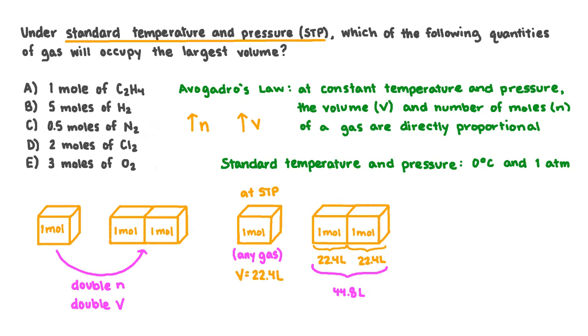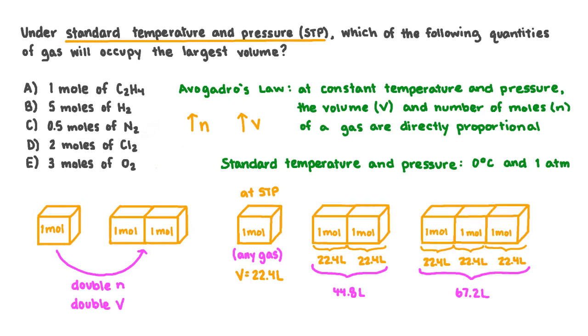Thus, 2 moles of any gas at STP will have a volume of 44.8 liters. And 3 moles of any gas at STP will have a volume of 67.2 liters. The question asks us to determine which quantity of gas will occupy the largest volume.